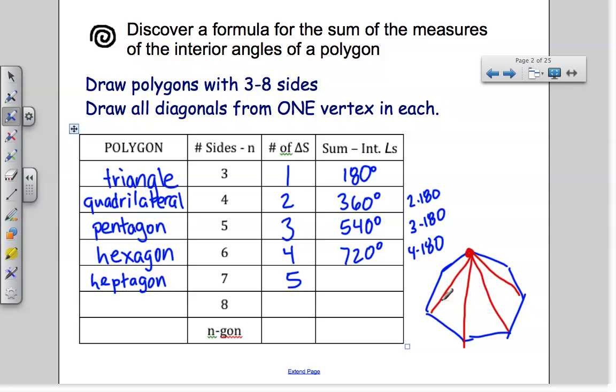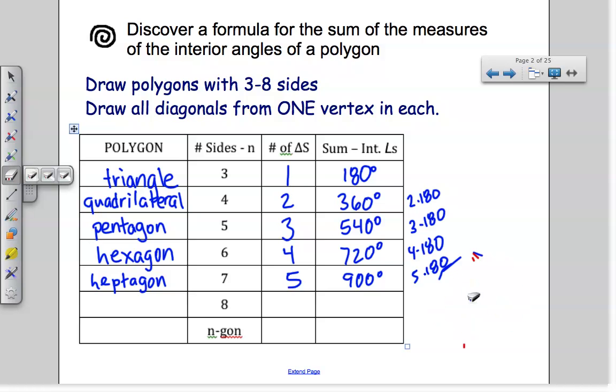And of course, it'd be 180 degrees for each of these triangles, so really I'm going to do 5 times 180, which gives me a total for all of those angles of 900 degrees. The angles in a heptagon will always add up to 900 degrees. And finally, what is an 8-sided polygon called? That's an octagon.